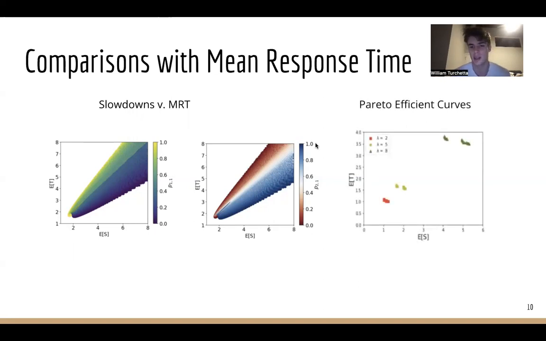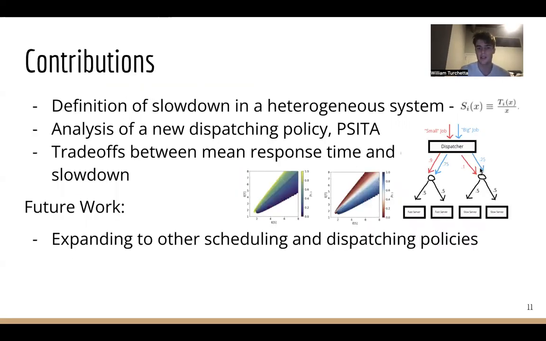That's what these curves show us, is that as your arrival rate increases, the optimal policies start to differ by more and more. So you start to need to make a bigger decision between whether you want to optimize for slowdown or response time, or if you want to be somewhere in between the two. So that is a little bit about it.